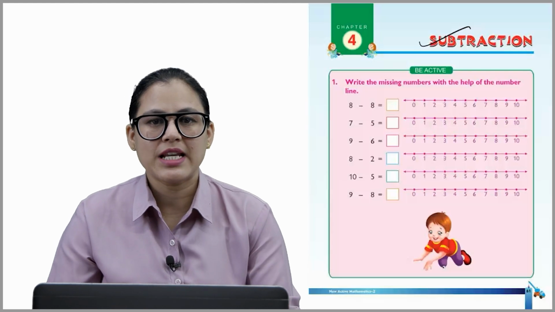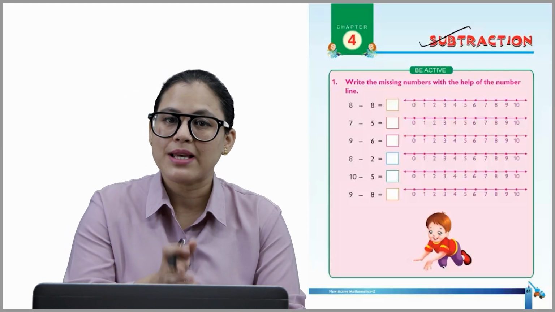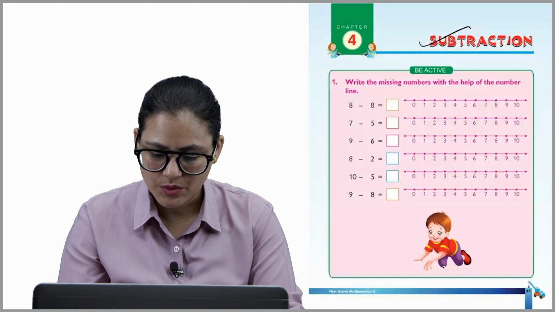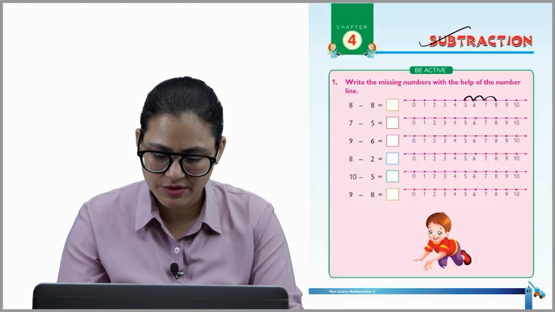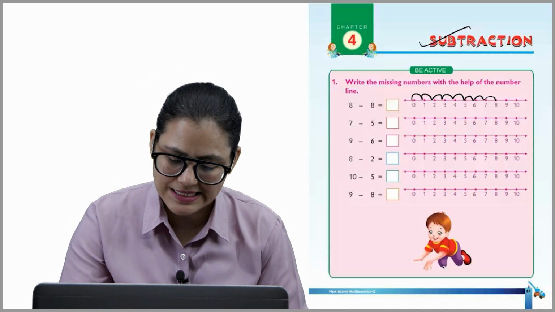See, first one is 8 minus 8. We'll start from 8 and then we'll move 8 steps backward, okay? See, 1, 2, 3, 4, 5, 6, 7, 8. So here is the answer, 0.